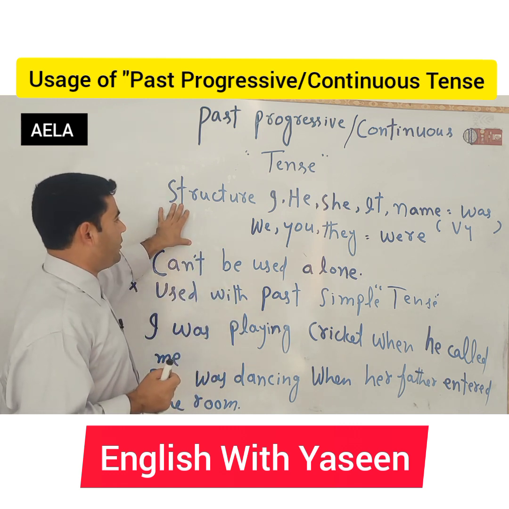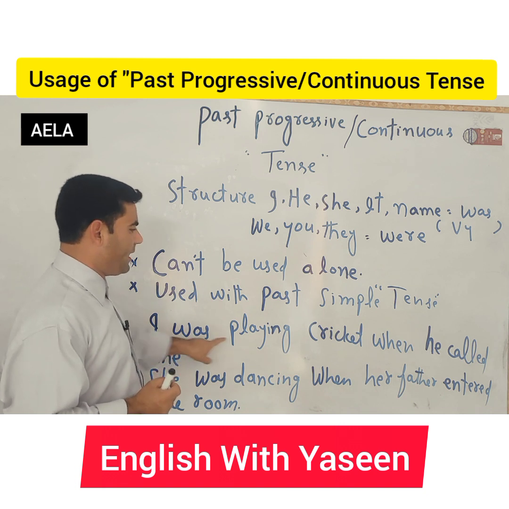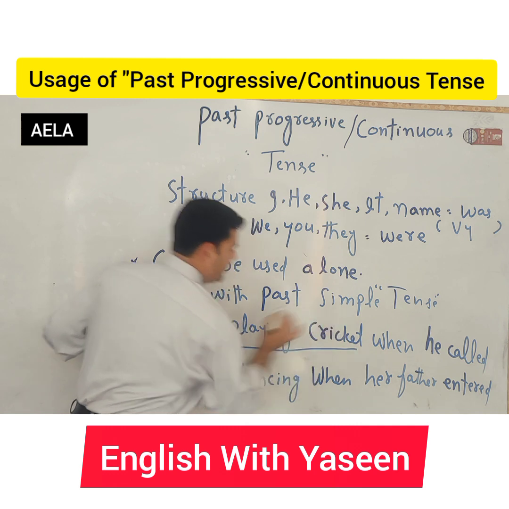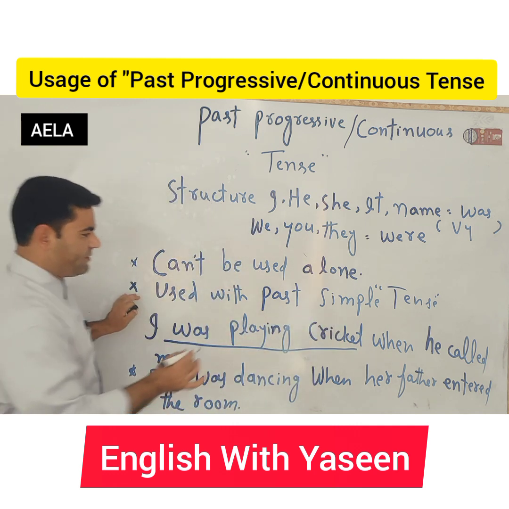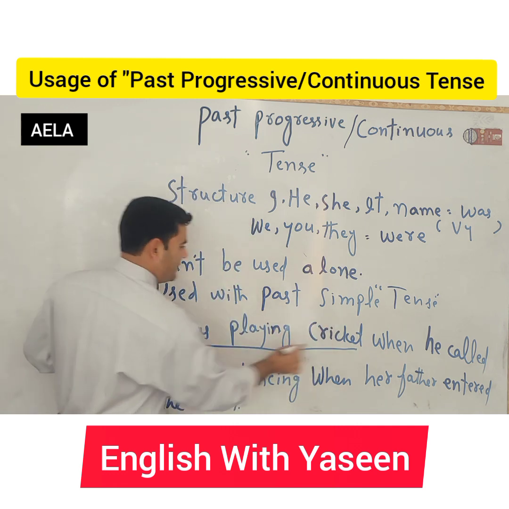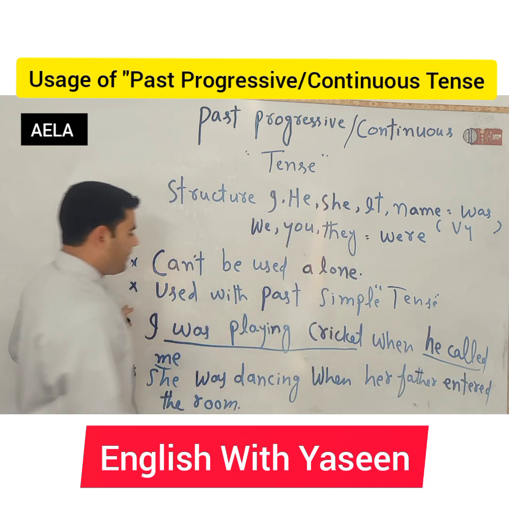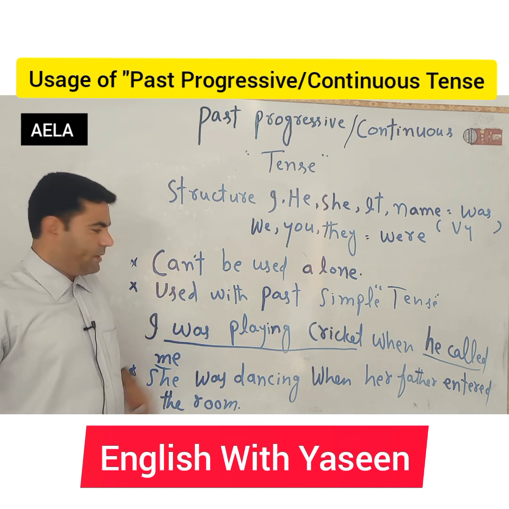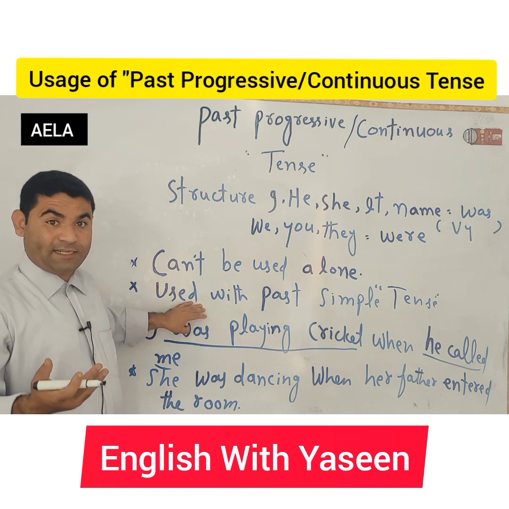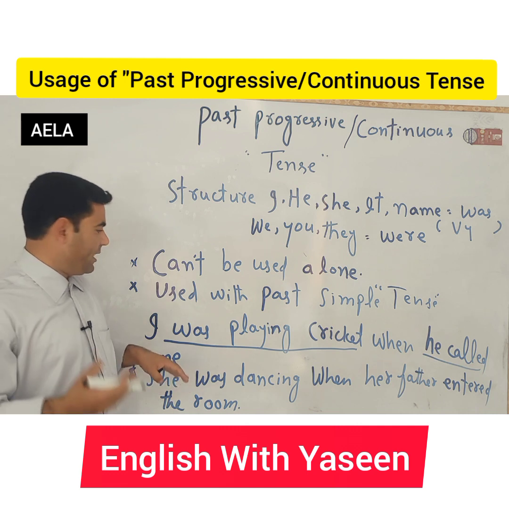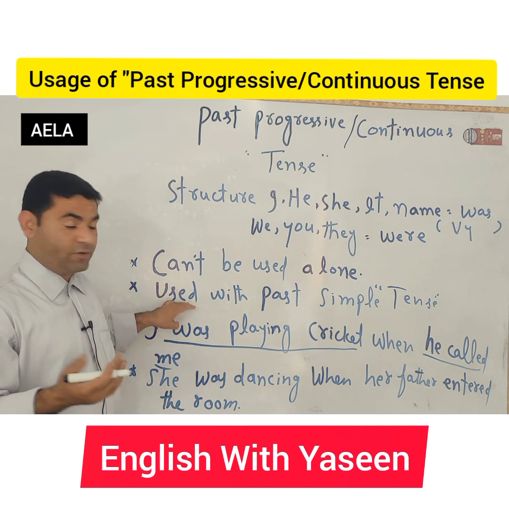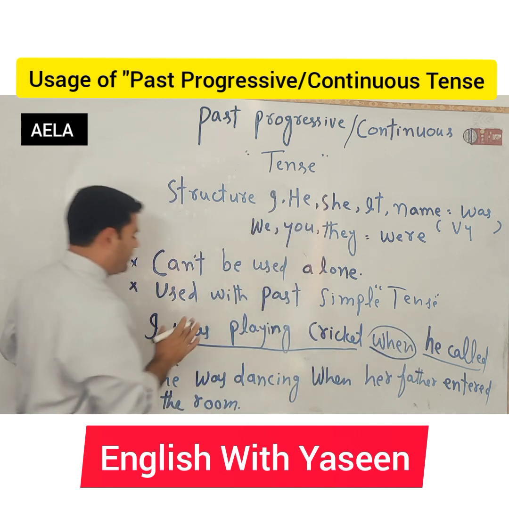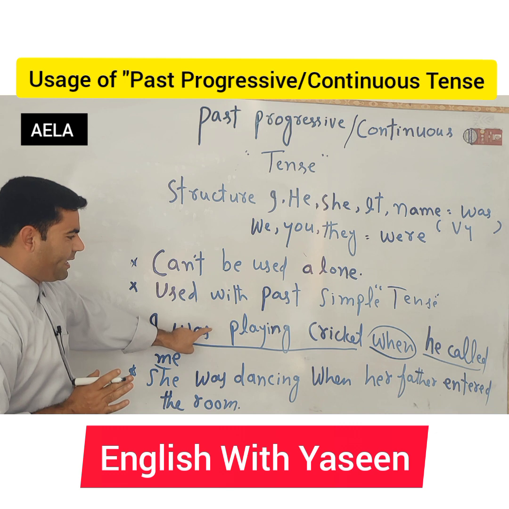Okay, for example, we say, I was playing cricket when he called me. So I was playing cricket, that's past progressive tense, and he called me is past simple tense. Now if I just say I was playing cricket, there will be a question. I was playing cricket, so what happened next? Or why are you talking about playing cricket? I was playing cricket when he called me. So I linked it.